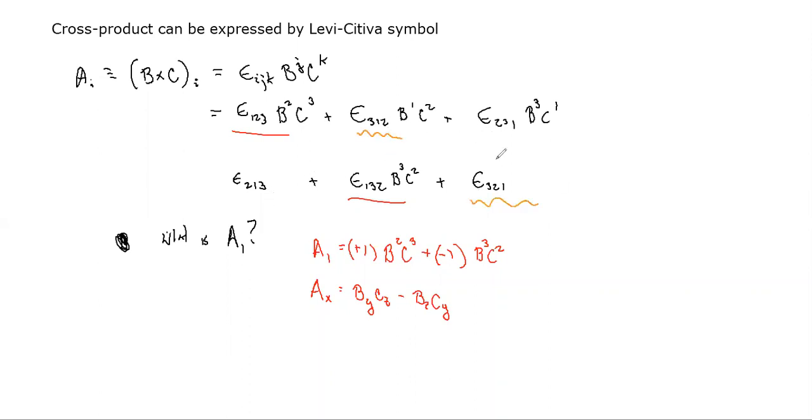So the 3 part and the 3 part, and then the 2 part and the 2 part. So this really is the cross product. And the way it works is it throws away all the repeated indices. So you get all of the even and odd permutations, and it puts a minus sign in front of the odd ones, just like you guys did manually with the determinant notation.